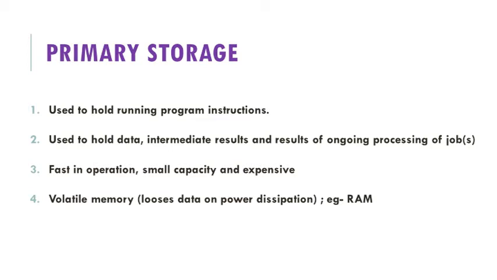Then the fourth one is very important, which is volatile memory, which means that it loses the data on power dissipation, which means whenever the power is turned off, the memory is lost. So that's regarding the primary storage. The best example for the primary storage is the RAM, which is the random access memory.